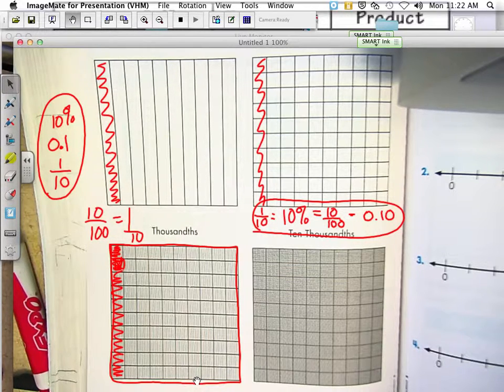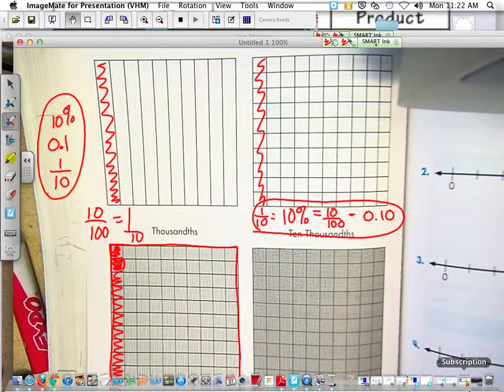Give me something that represents the amount that we ate here on the thousandths chart. Give me the percentage of the whole thing that you ate. Lily? 10%. You're still eating 10% of the whole thing.